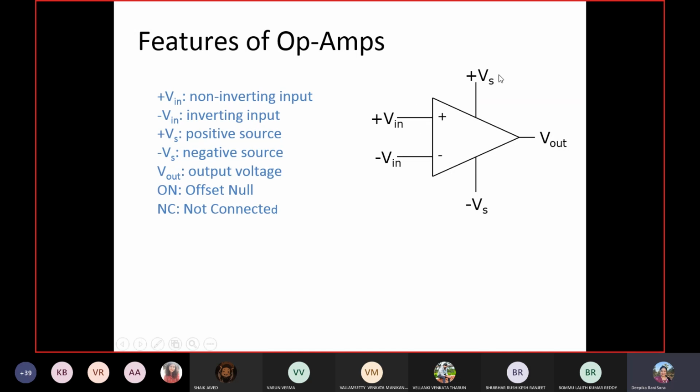Different pins are there through which we give the input voltage and from where we can take out the output voltage. The input pins are 2 and 3 and the output pin is 6. The positive power supply pin is 7, and the negative power supply pin is 4. Here we can see the notation of that.